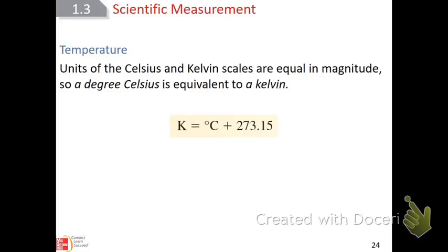And I always remember that. It's kind of easy to remember because it's alphabetical. You have to add letters to get from C to K, so you have to add 273.15 to get from Celsius to Kelvin.